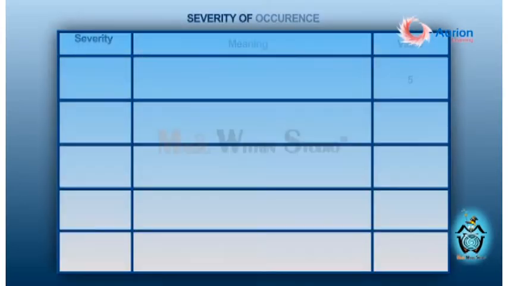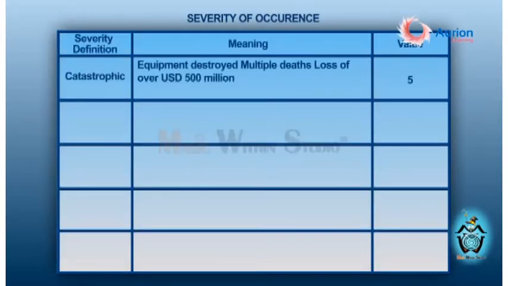In the aviation industry, we have a 5-point scale to measure the severity of a risk. At the highest level is 5, which is catastrophic. This means that there is equipment destroyed, human lives lost, and monetary damage is in excess of $500 million.